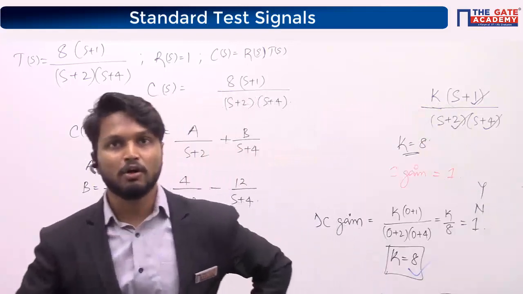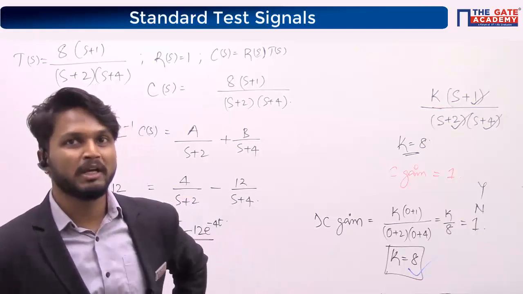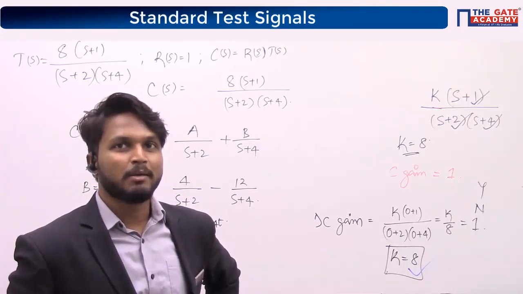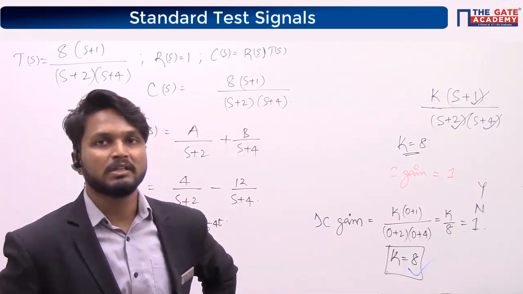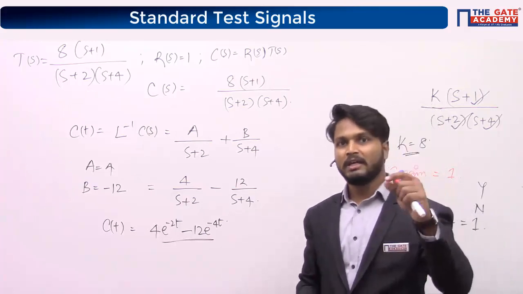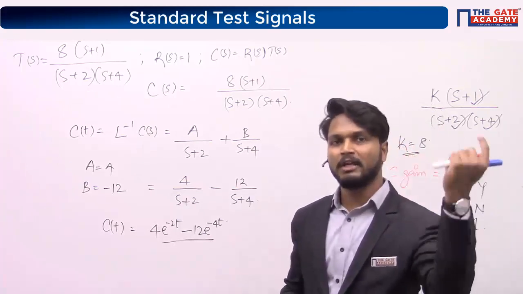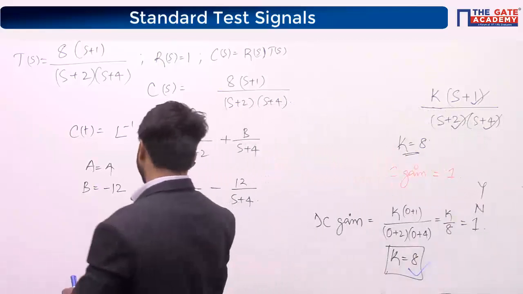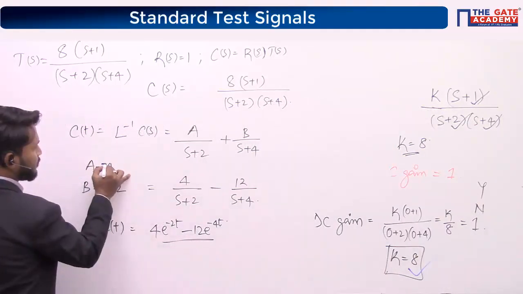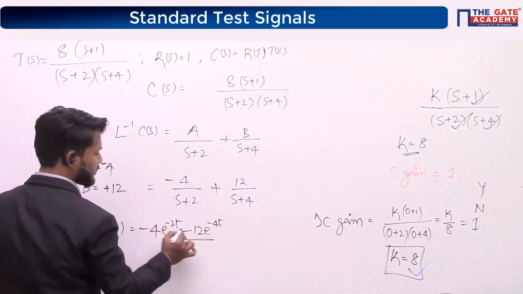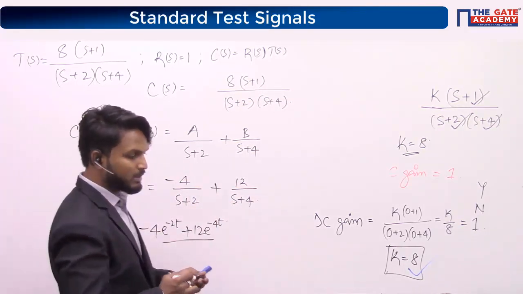R of S is not 1 by S. R of S is 1 by S for unit step input. They were asking about impulse response, which means input is impulse here. They were saying when unit step is applied, they got 1. That's it. Sorry, A is minus 4 and B is 12. This is minus 4, this is plus 12. This is the answer.